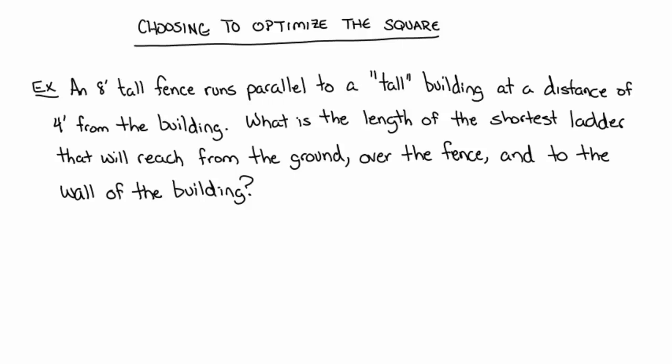In this video, we're going to continue our conversation about optimization using calculus. And I'm specifically choosing this example because it showcases the idea of choosing to optimize the square instead of optimizing the actual function. And before I even get into this example and start reading it out, let me just showcase what I mean by optimizing the square.